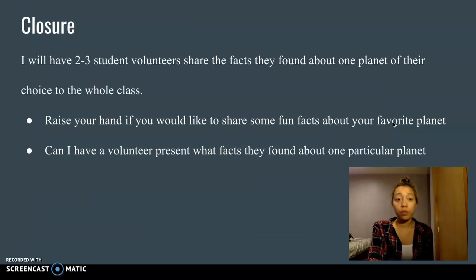As for the closure, I will have 2 to 3 student volunteers share facts they find about one planet of their choice to the whole class. I would start off by saying, raise your hand if you would like to share some fun facts about your favorite planet, or can I have a volunteer present what facts they found about one particular planet?